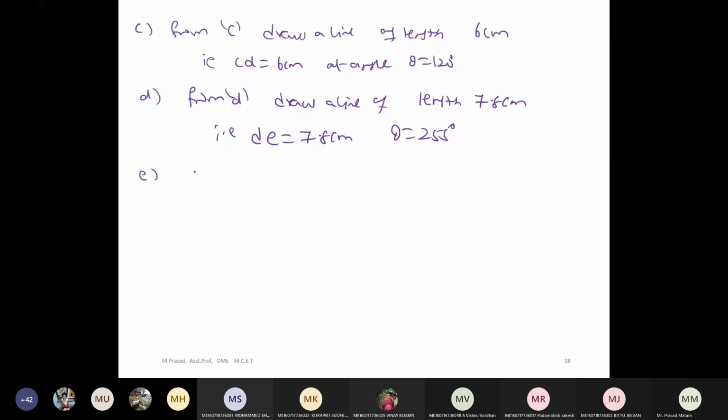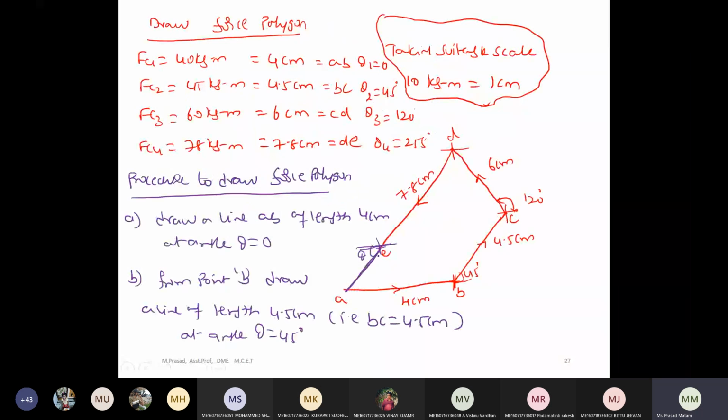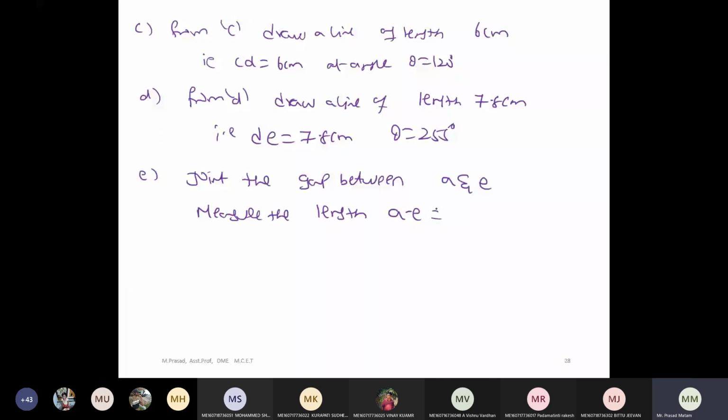Next step, join the gap between A and E. Measure the length AE. How much are we getting for this AE? I have already solved this problem. Sorry, it comes around 2.3 centimeter.